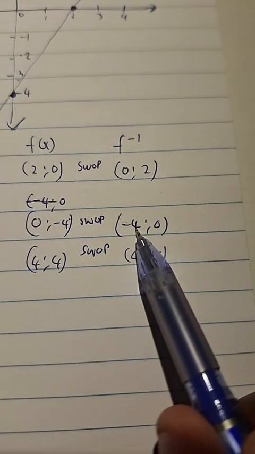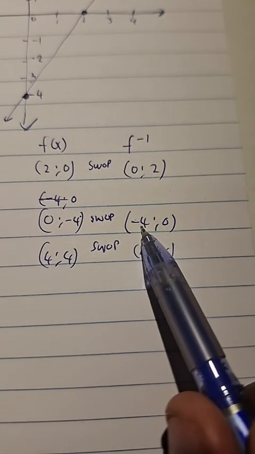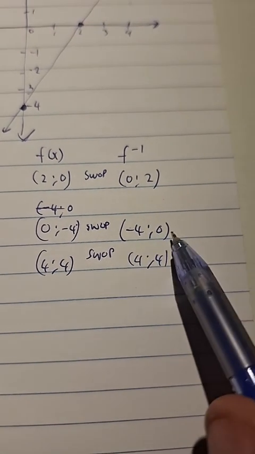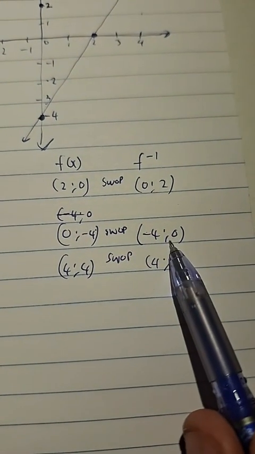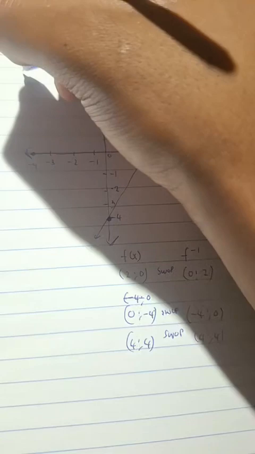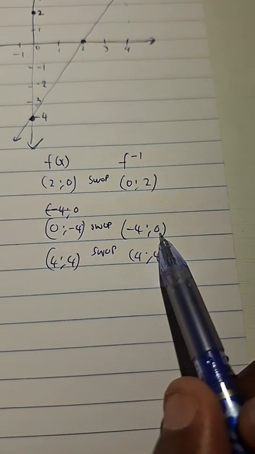Let's move on. Minus 4 and 0. What's minus 4 and 0? Where x is minus 4, where y is 0. So we go on our x-axis: negative 1, negative 2, negative 3, negative 4. Where x is negative 4, because x is negative 4 everywhere on this vertical line. But then where is y 0? Y is 0 on the x-axis, so that's why we are on the x-axis.